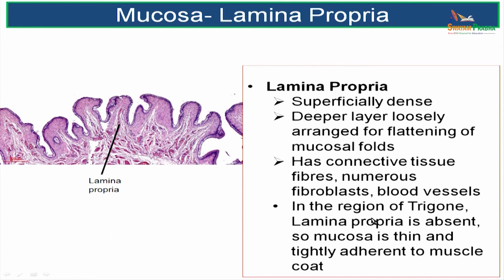Please note, as I have already mentioned, in the region of the trigone, lamina propria is absent. So, the mucosa is very thin and it is tightly adherent to the muscle coat. That is the significance of the area of the trigone, where the mucosa is thin because of the absence of lamina propria and is tightly adherent to the muscle coat.